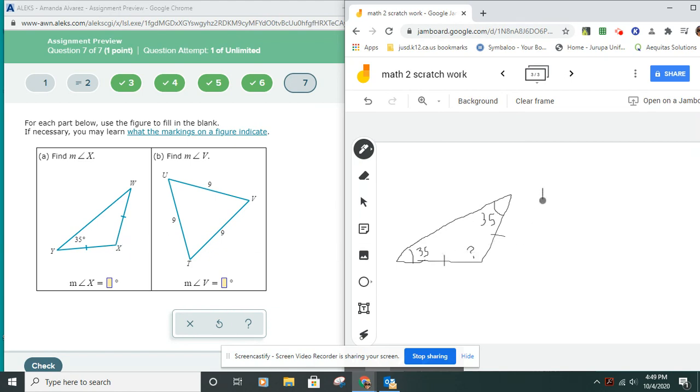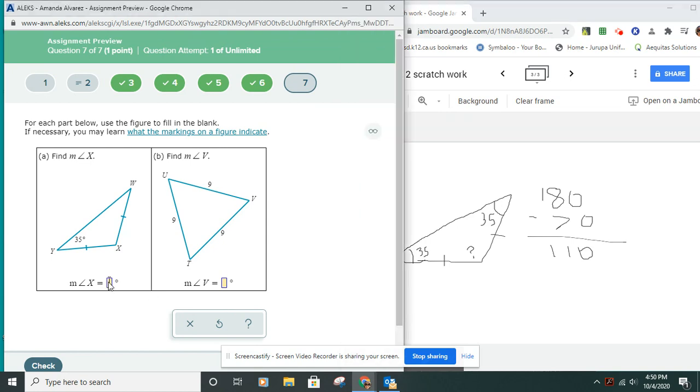So what I would need to do is 180 minus the angles that I do know. So 35 and 35 is 70, so minus 70, and that would be 110. And that's it. That's that one angle. I can check by adding them up. Does 110 plus 35 plus 35 equal 180? So you can always check your answer that way. All right, so that's for that one.